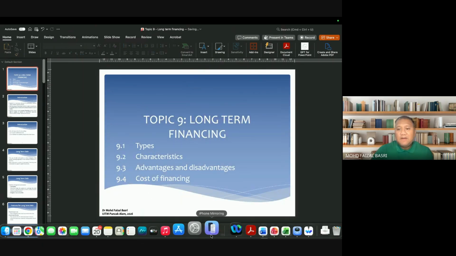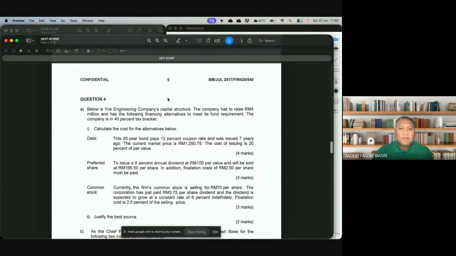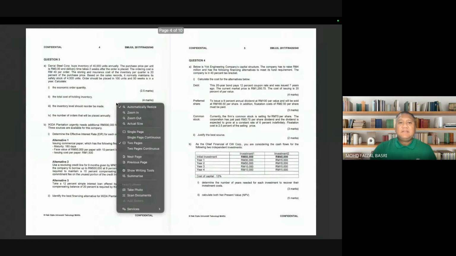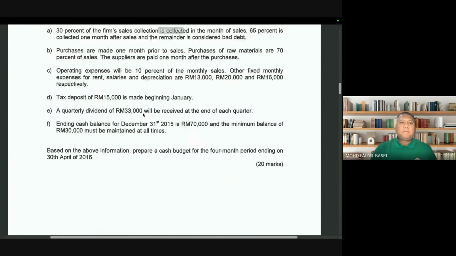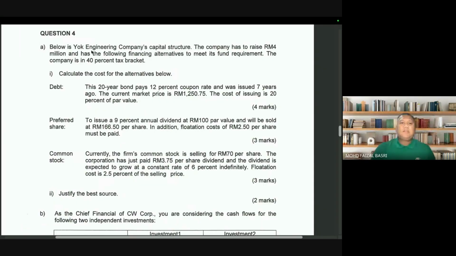Okay, sorry. Now, let's look at some of the past year questions. Let's try July. Okay, this is July 2017. This question I did not discuss in the previous groups. Question number 4. So, let's read the question first. Below is York Engineering Company's capital structure. So, it wants to raise 4 million ringgit. And then it gives all the information. And the tax is 40%.